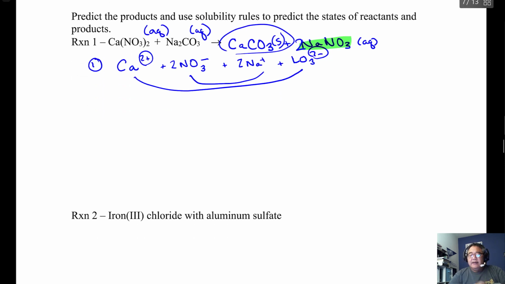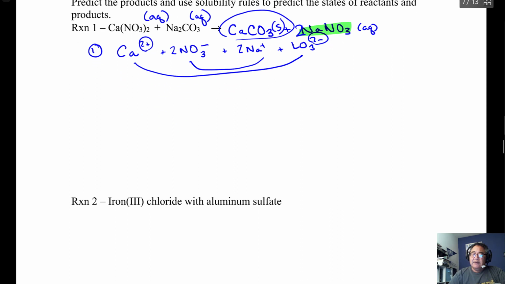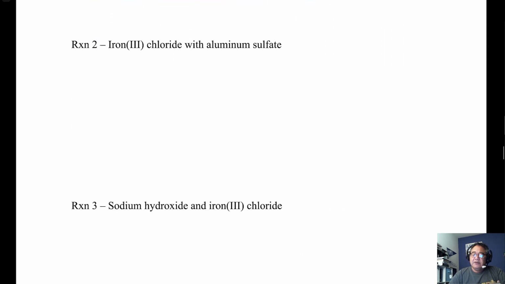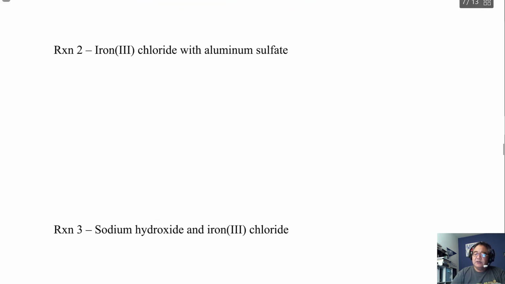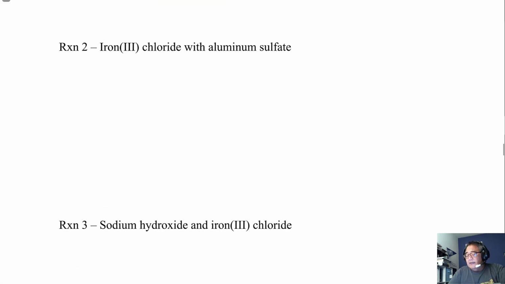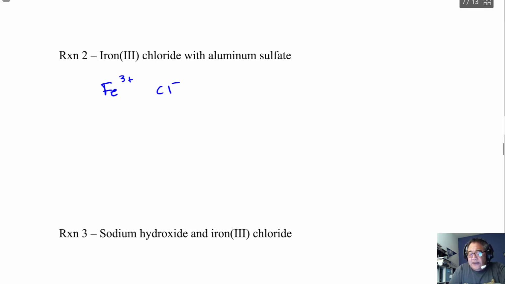All right, we're going to predict the products and use solubility rules to do that. And we're going to do this next one, and this one's a little trickier because the formulas weren't given for you. So I'm going to write iron 3, oh sorry, start with an I, Fe 3 plus, and Cl minus. Now you notice I didn't worry about the formula for iron chloride yet. I'm just writing the ions down, and aluminum and sulfate. So aluminum is one of those fixed charge ones, and sulfate is SO4 2 minus.